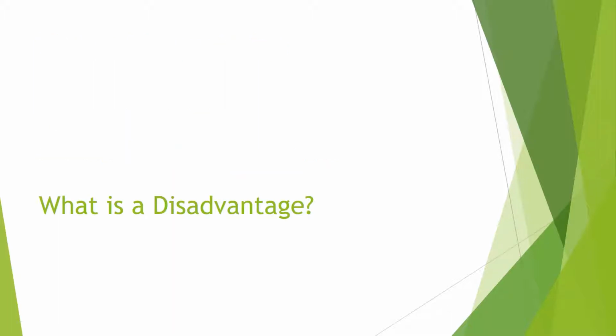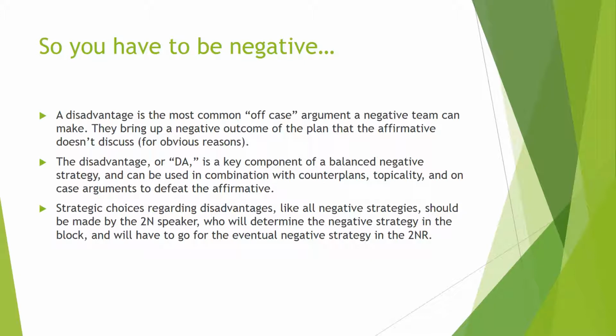First, what am I talking about? The disadvantage is the most common off-case argument that negative teams can make. They bring up a negative outcome of the cause and effect of the plan that the affirmative doesn't discuss, for obvious reasons. The disadvantage, or DA, is a key component of a balanced negative strategy and can be used in combination with counterplans, topicality, and other on-case arguments to defeat the affirmative.